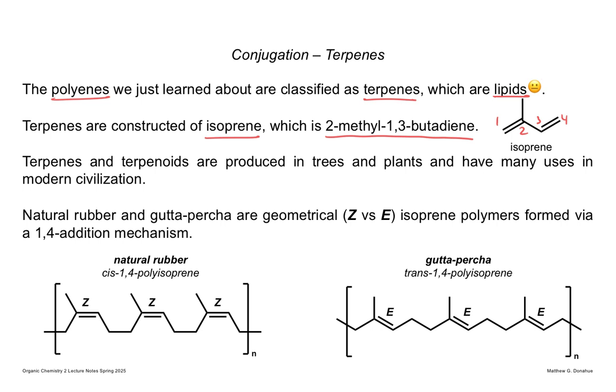So terpenes and terpenoids. Terpenoid means, as we'll see, there's certain carbon counts to terpenes. A terpenoid either does not obey that count rule, or it has other atoms in it, such as oxygen. They're produced in trees and plants and have many uses in modern civilization.